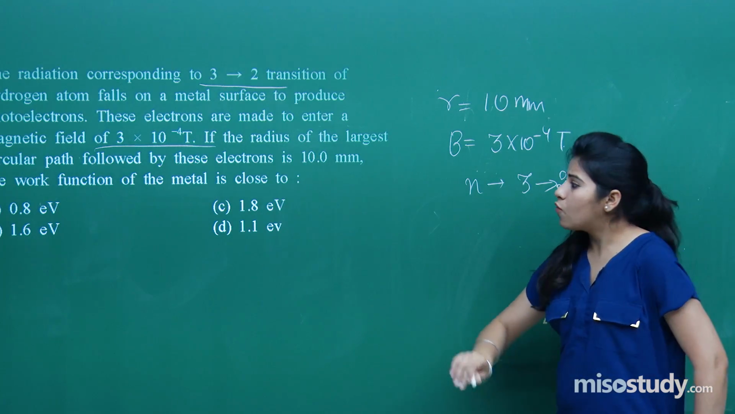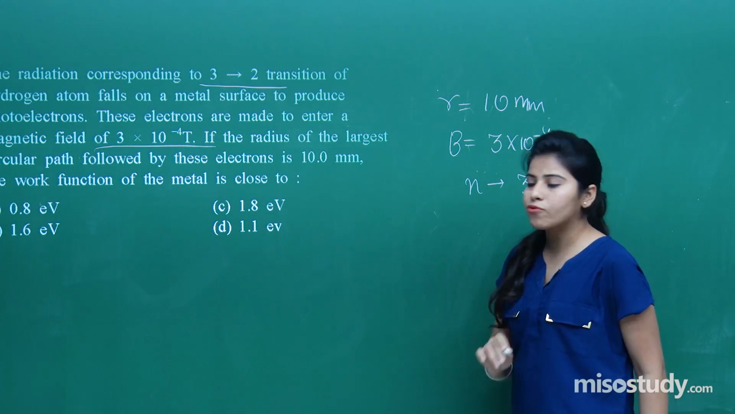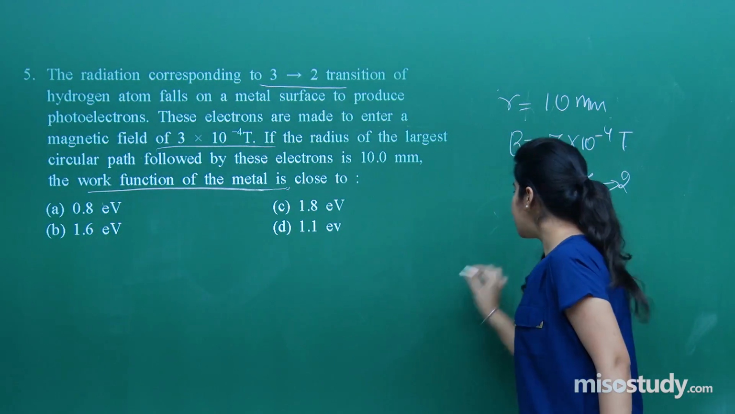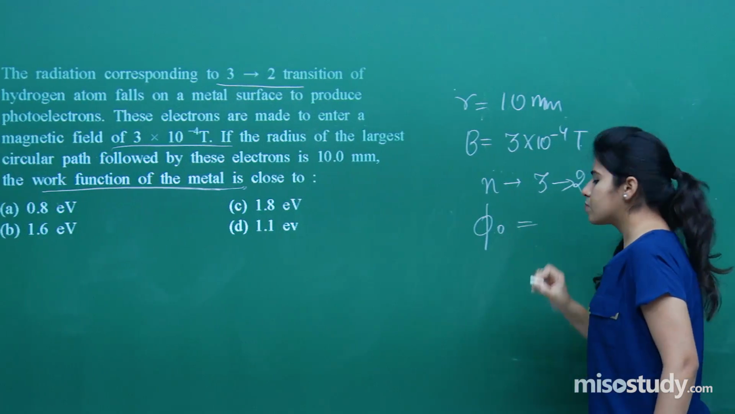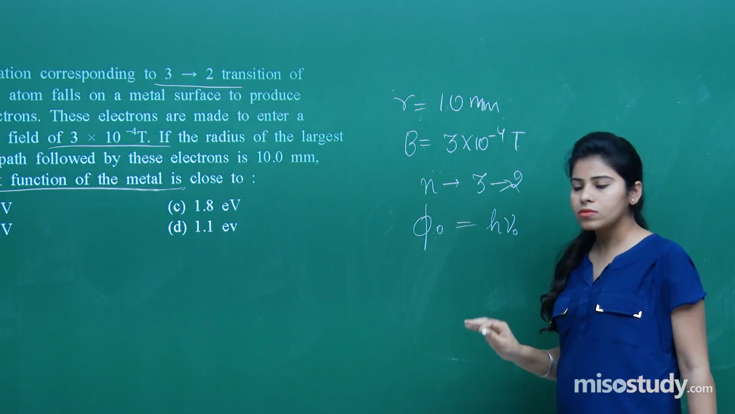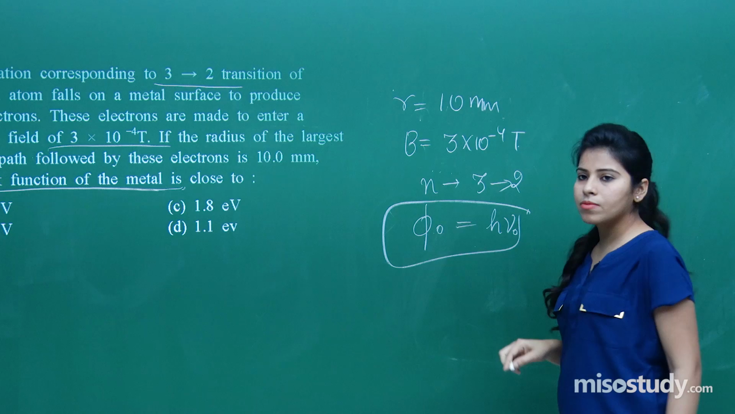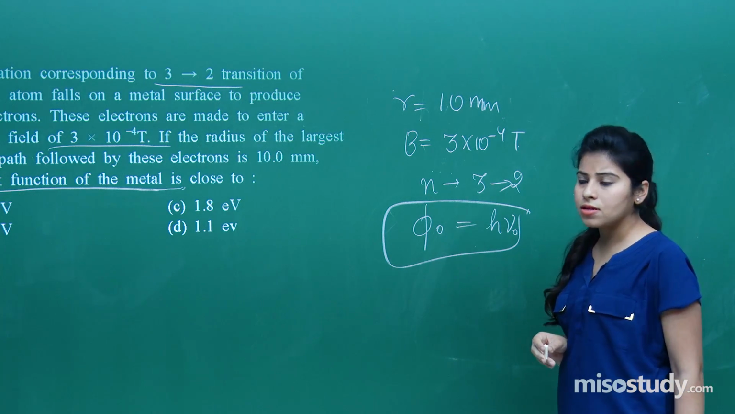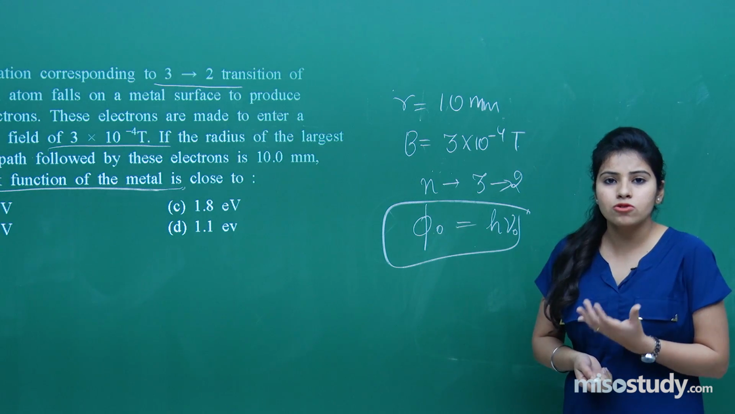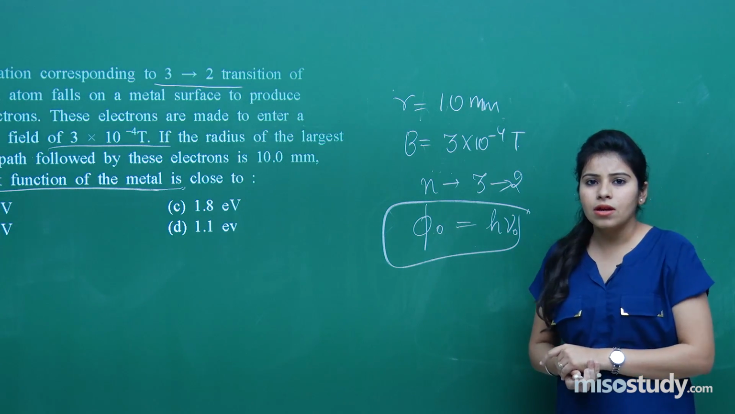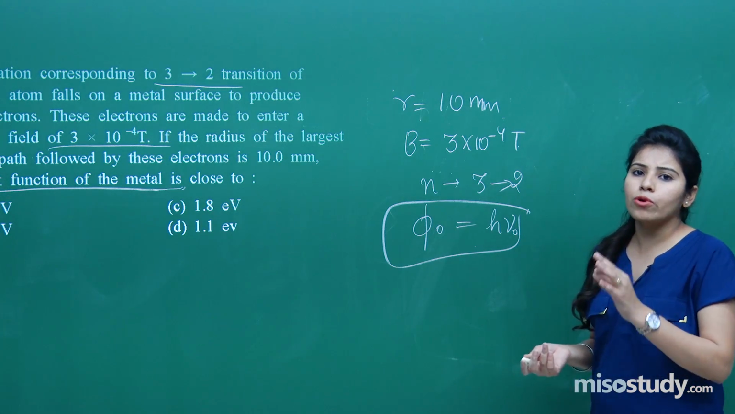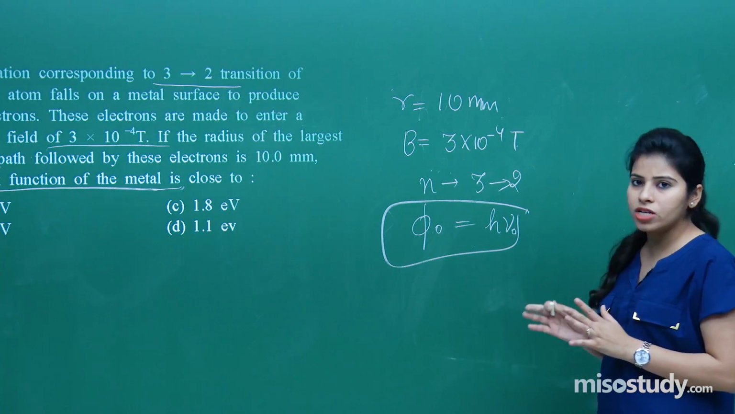Right. Now, first of all, we will see what we have to find. We have to find the work function of the metal. That means we have to find phi naught, or phi naught can be written as h nu naught. Now, how can we find this? There is one or the other method to proceed with the question. And my method is based on one particular thing, and that is the photoelectric equation. I am going to proceed with that.